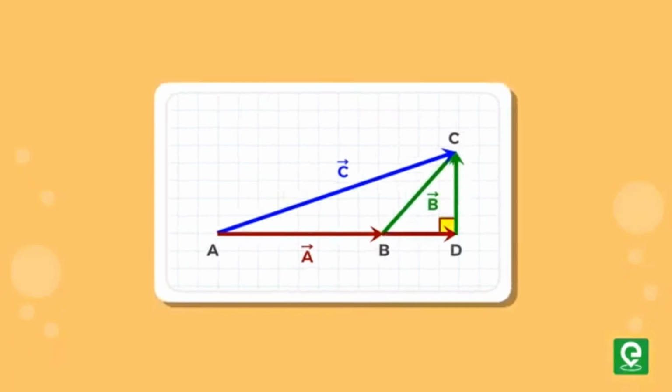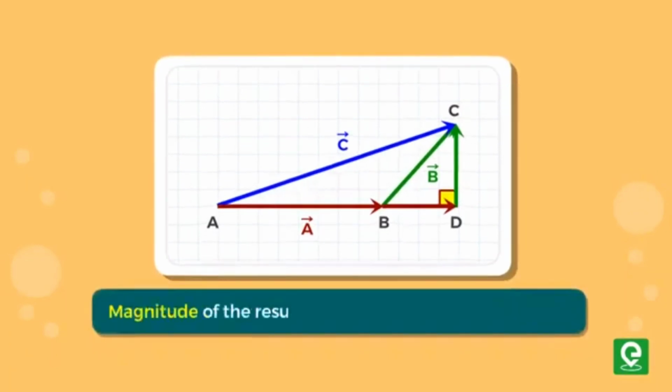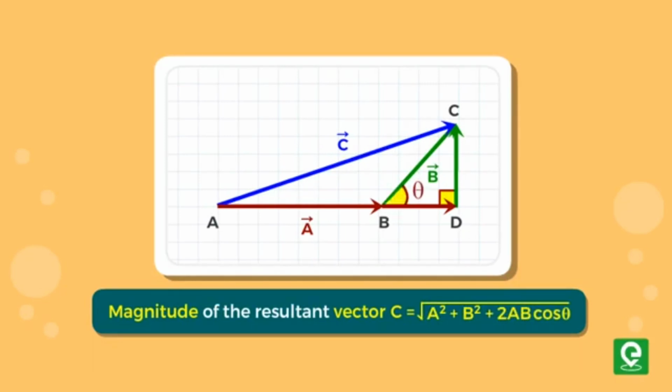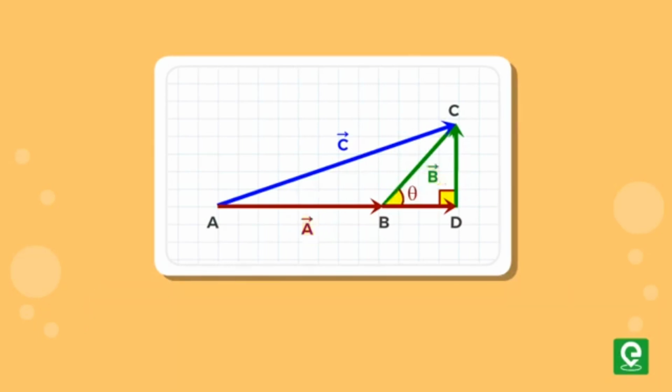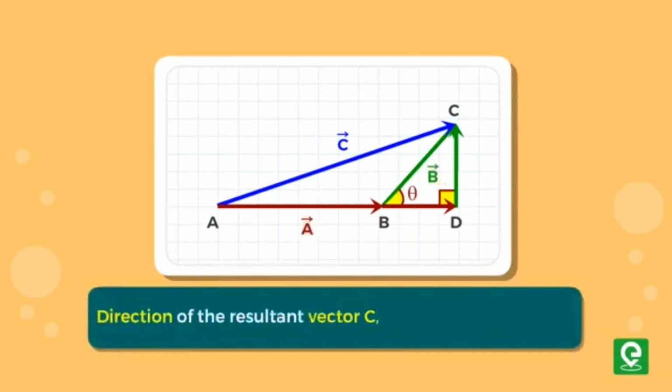Magnitude of resultant vector. Magnitude of the resultant vector C is given by the relation C equal to square root of a square plus b square plus 2ab cos theta, where theta is the angle between vector A and vector B. Direction of the resultant vector. Let phi be the angle made by the resultant vector C with vector A. Then phi is equal to tan inverse of B sin theta divided by A plus B cos theta.